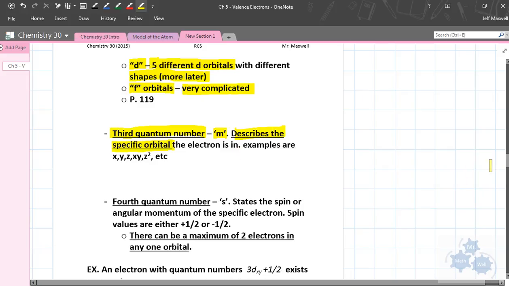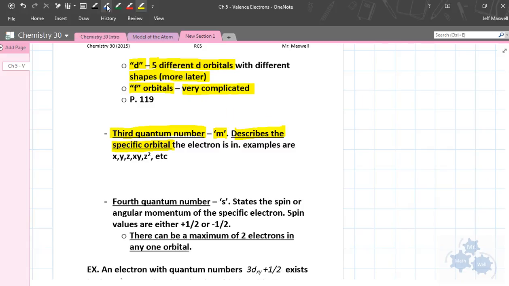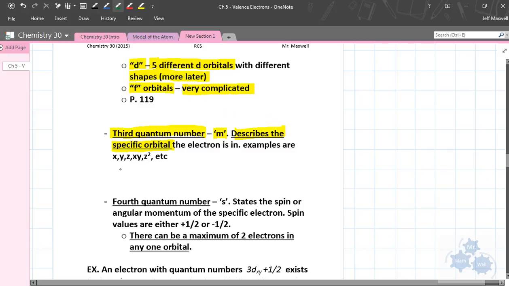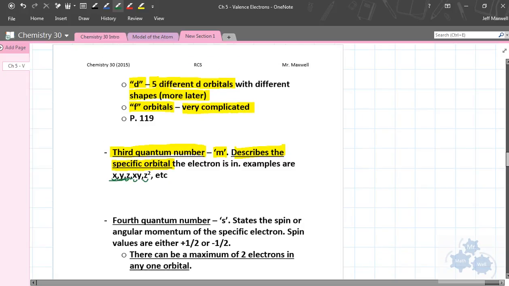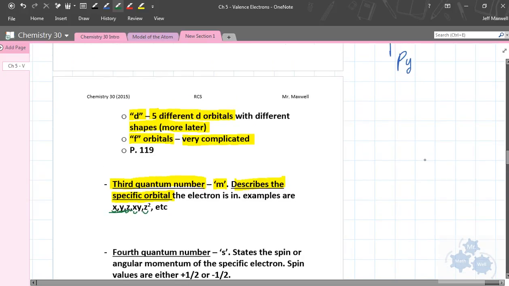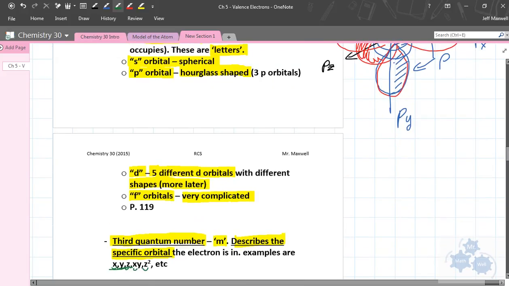And I already actually showed you that third quantum number earlier, without you even noticing, but they are x, y, z, squared, and etc. So if you think about the x, y, and z, the first three there, I attach those to the p orbitals that I drew for you. Okay, so the third quantum number describes the specific orbital because there's more than one sublevel in most energy levels.